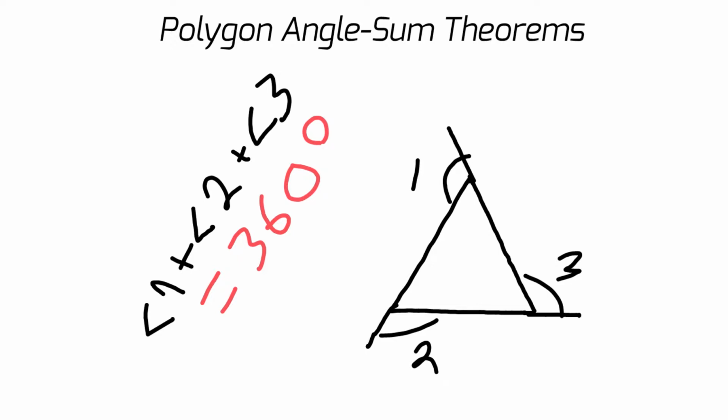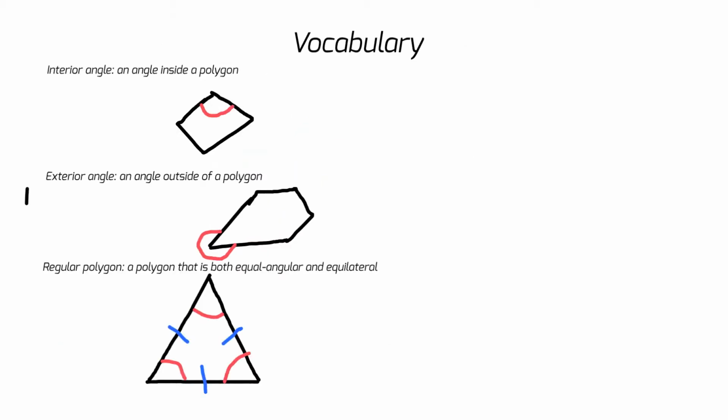Hello, today we will be talking about polygon angle sum theorems. Let's start off with some vocabulary. An interior angle is an angle inside a polygon, shown over here. An exterior angle is an angle outside of a polygon, over here. And a regular polygon is a polygon that is both equiangular and equilateral.